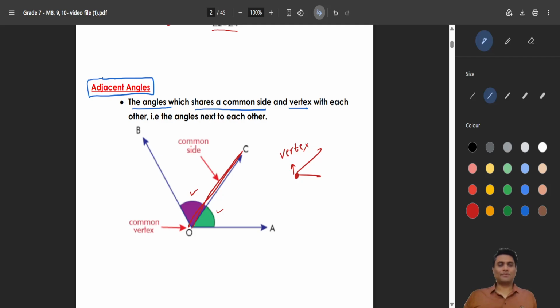Okay? For example, inside a classroom, if there are two best friends, they will sit next to each other, right? Adjacent to each other. Adjacent means sitting together next to each other. So that is adjacent.